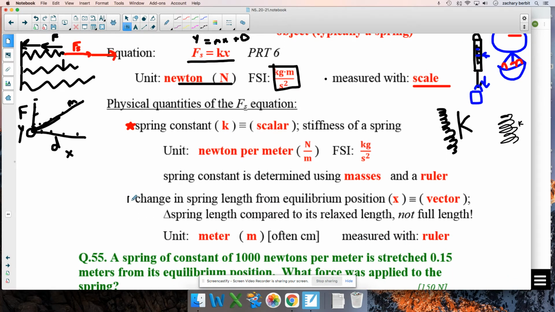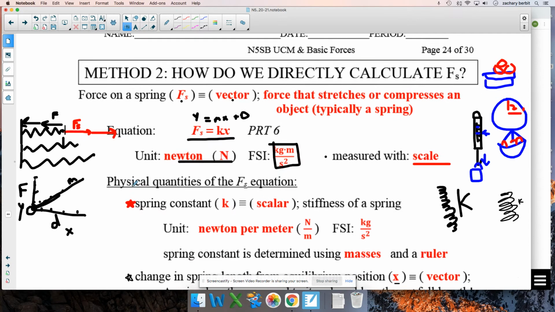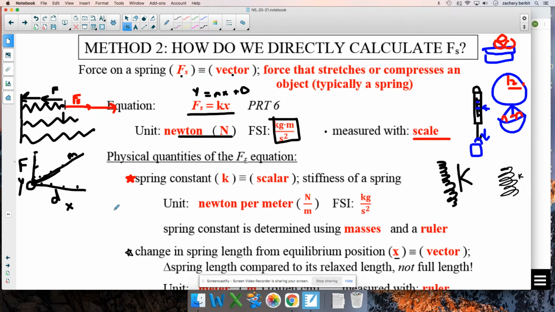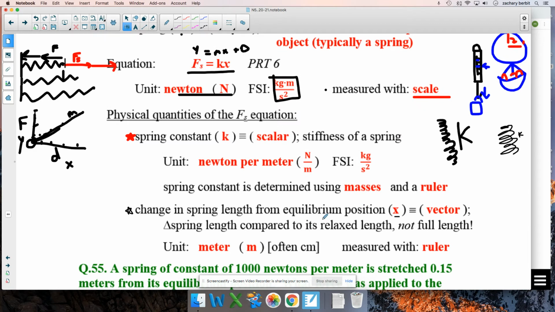So the definition in your reference table for x rather is exactly this: the change in spring length from equilibrium position. Equilibrium position is like here. That's the unstretched position. That's like our zero. That's why when we did our lab, when you started out with no pull, we said, well, it hasn't stretched yet. So that displacement, it's not a displacement from your friend's house or from the end of the table. It was a displacement from its equilibrium position, from how it started.